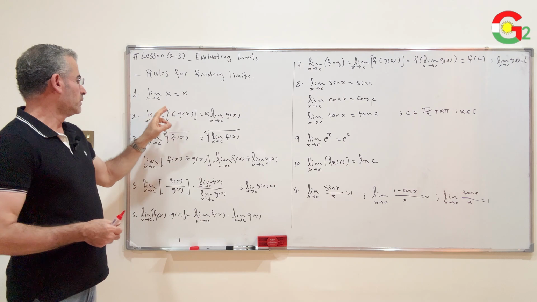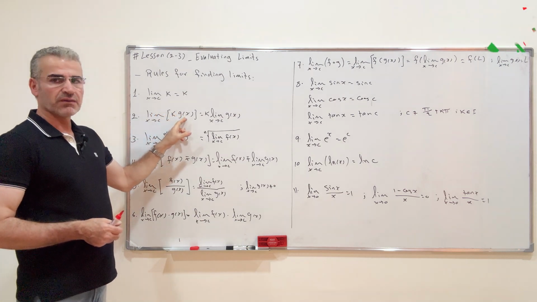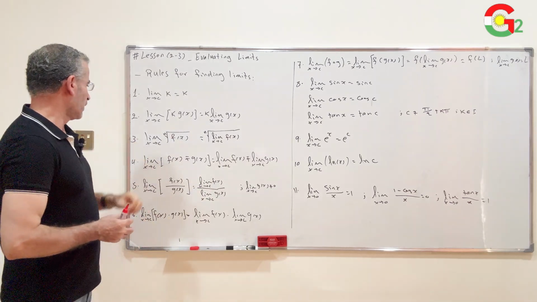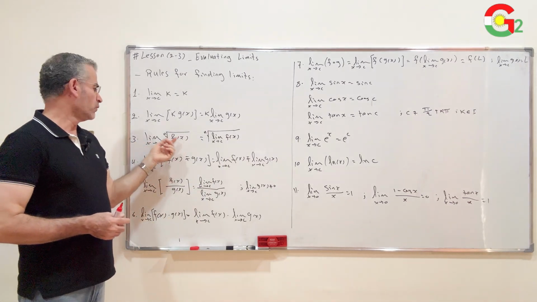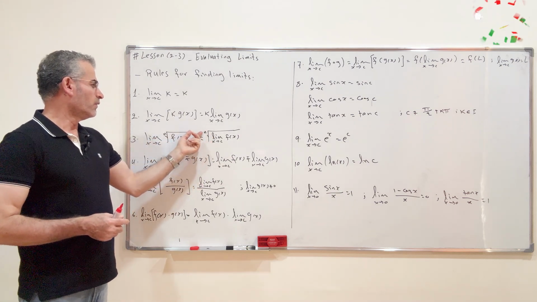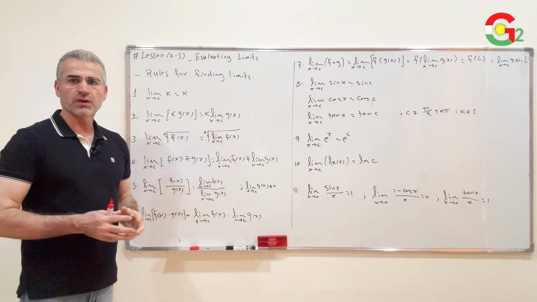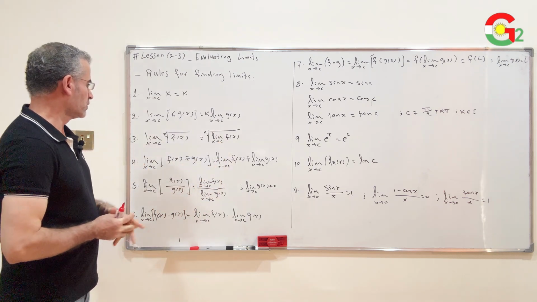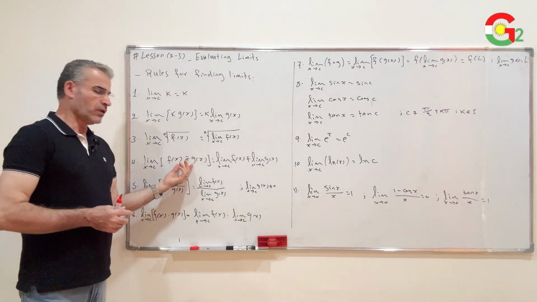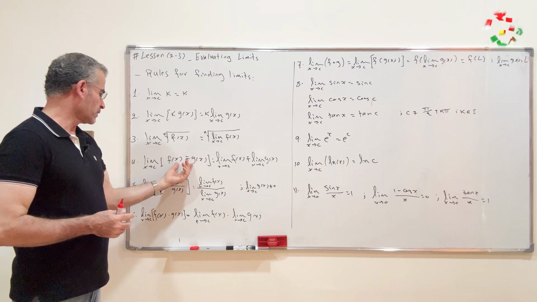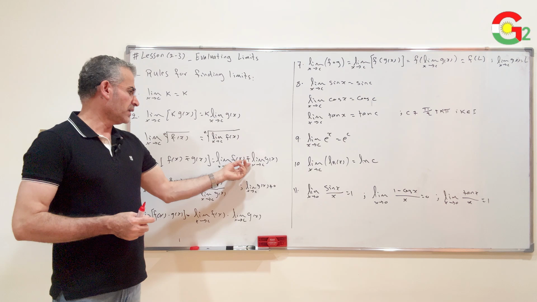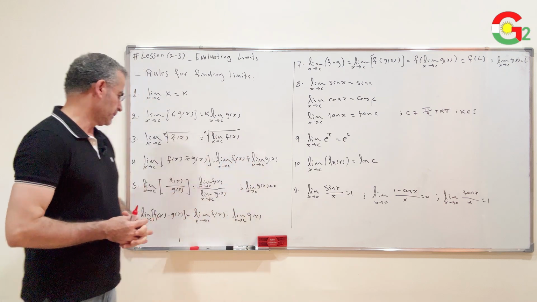Number two, limit for a constant times a function equals the constant times the limit of the function. Number three, limit of the root of order n of f of x equals the root of the same order for the limit of f of x when x approaches c. Number four, limit for two functions added or subtracted equals the limit for the first one, add or subtract the limit for the second one.